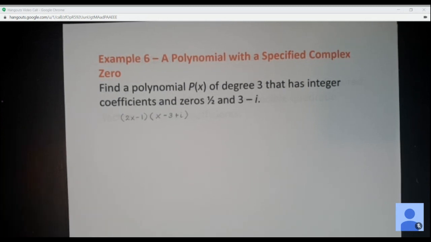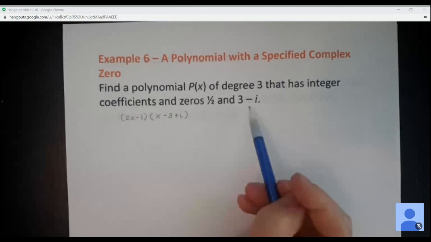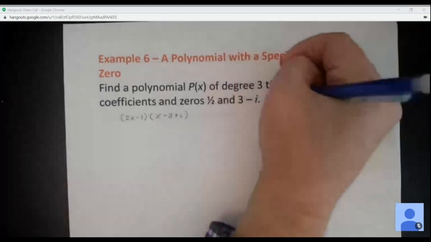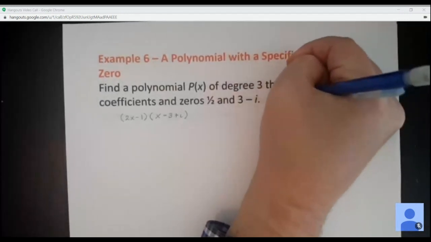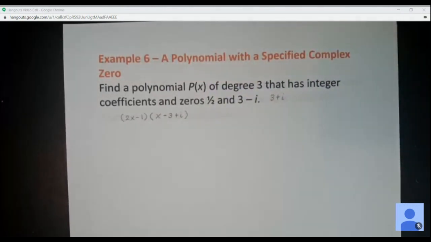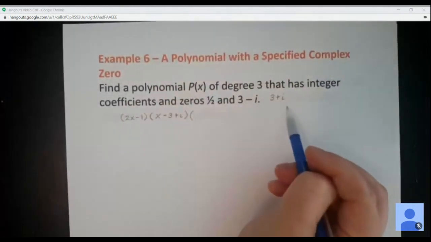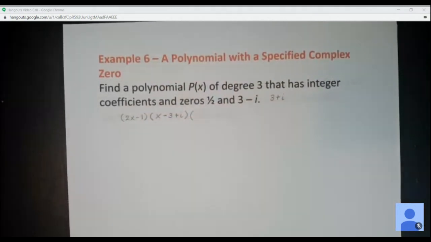Well, think back to that last slide. If 3 minus i is one of our zeros, what else is going to have to be a 0 for this polynomial? Good. Its conjugate, 3 plus i, also has to be a 0. And so now we can write a third factor using this 0 right here. So what would that factor look like?